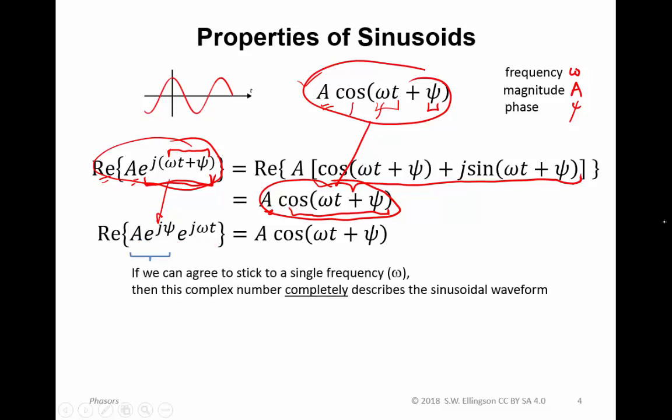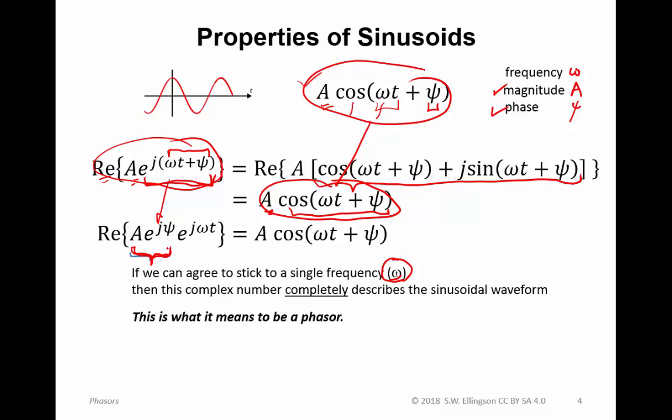If we can agree to stick to a single frequency omega, in other words, if everybody agrees on the value of omega in some particular analysis, then this complex number, A times e to the j psi, completely describes the sinusoidal waveform, because we'll have agreement already on what omega is. We've already agreed to that. The remaining two parameters are magnitude and phase, and here they are.